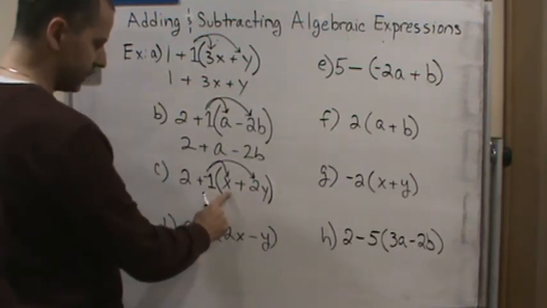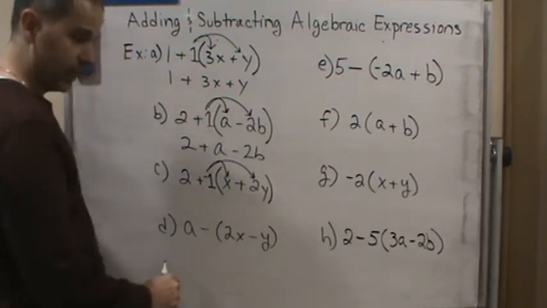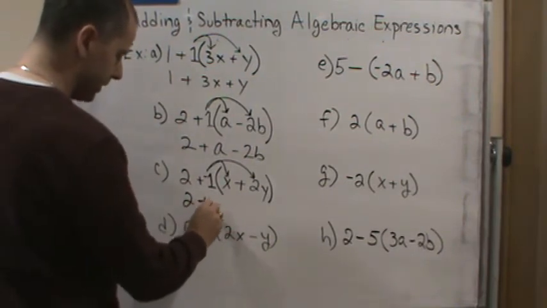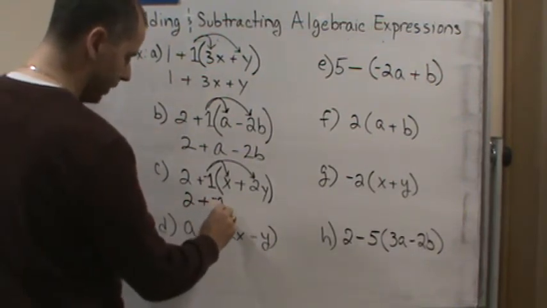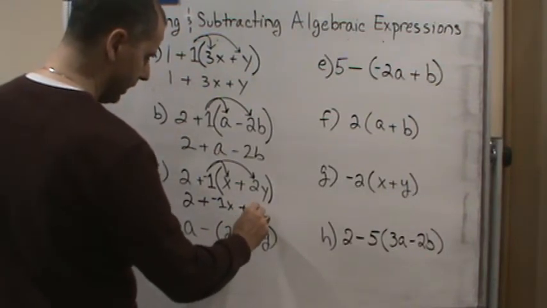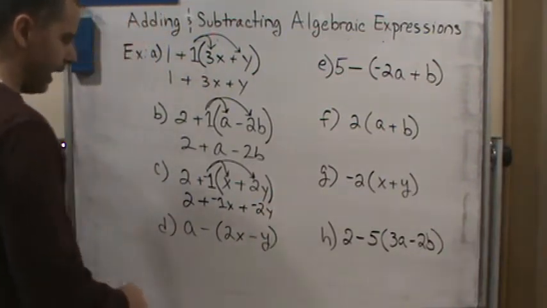-1 times x gives you a -x. -1 times 2y gives you a -2y. So what do you end up getting? You get 2 plus a -1 times x plus, what? -2y.